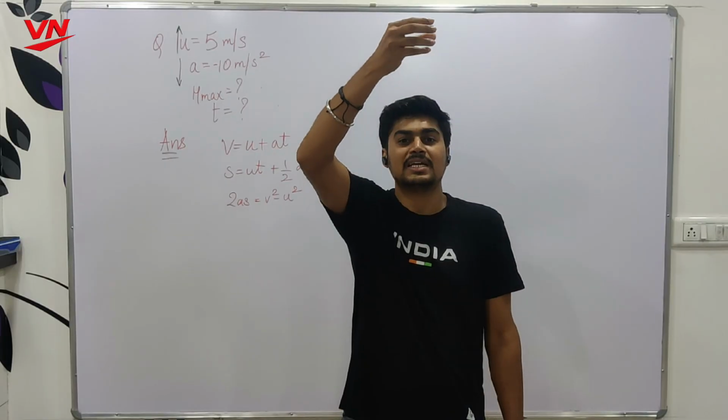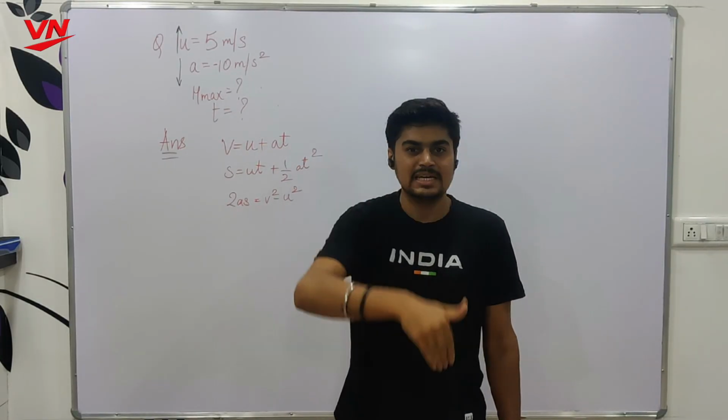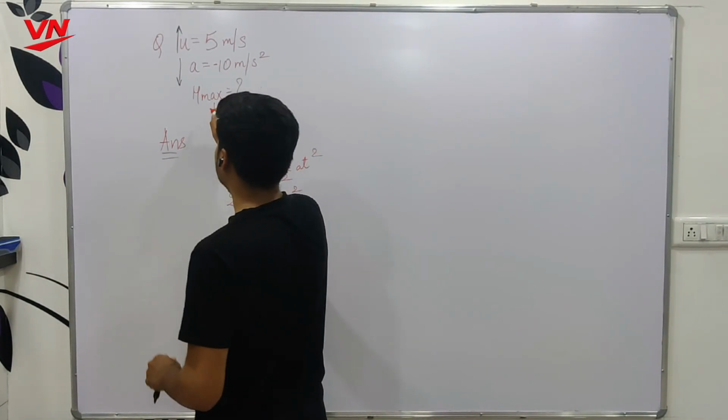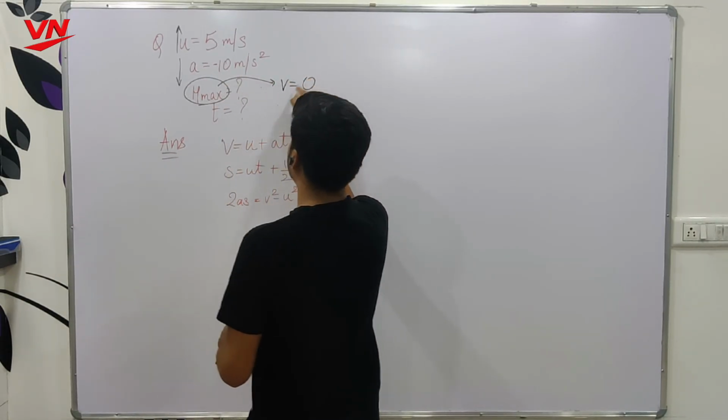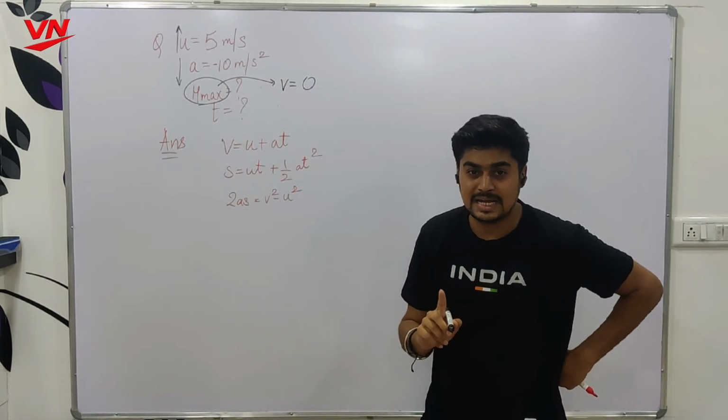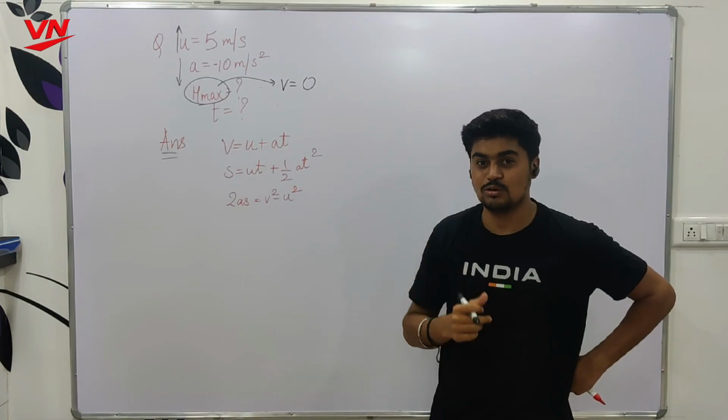ऊपर पहुंचेगा तो velocity एक टाइम के लिए क्या होगी? इंस्टेंट के लिए 0. Then it will change the direction. So we can say that at maximum height, its final velocity will be 0. That is not directly given in the question. You have to use your logic.